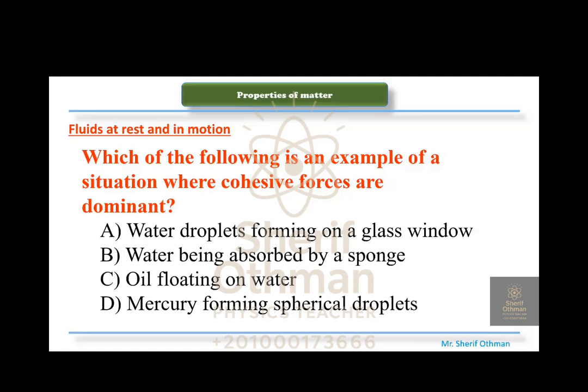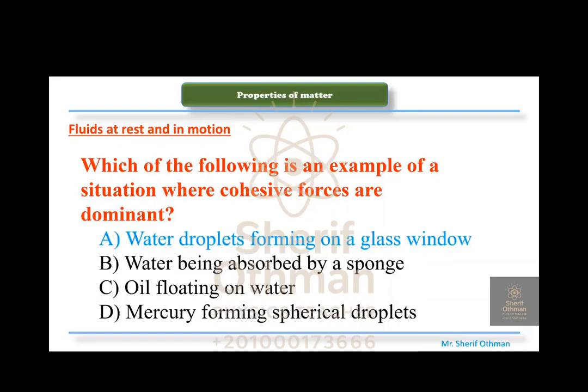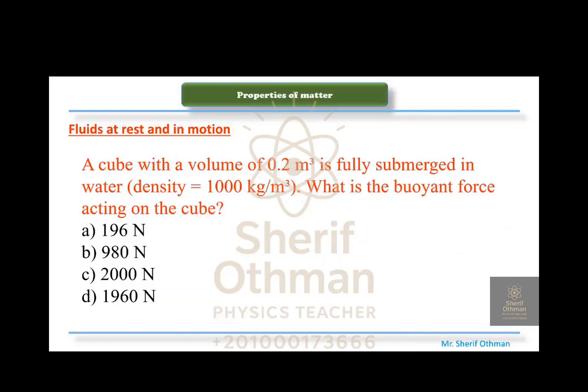Which of the following is an example of a situation where cohesive forces are dominant? Dominant means greater. Water droplets forming on a glass window.